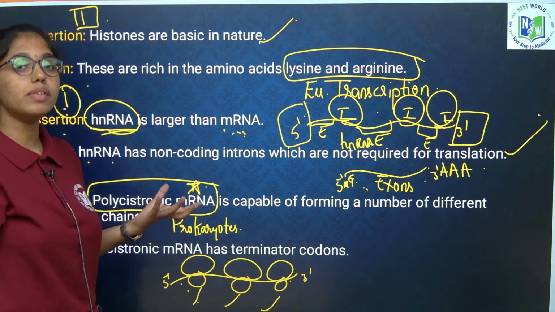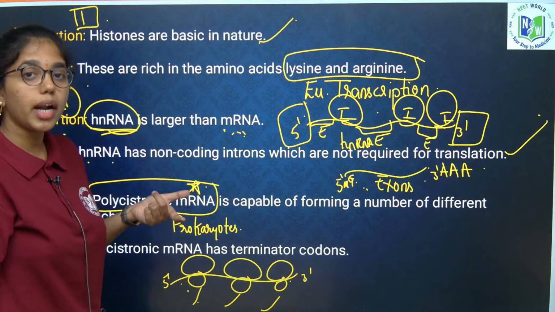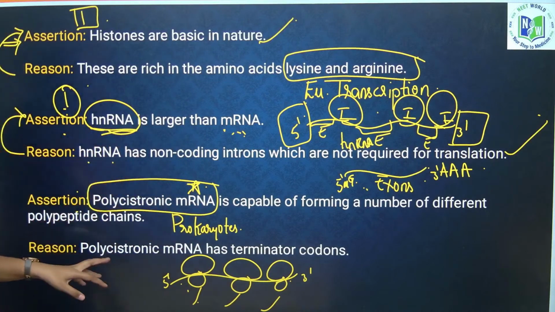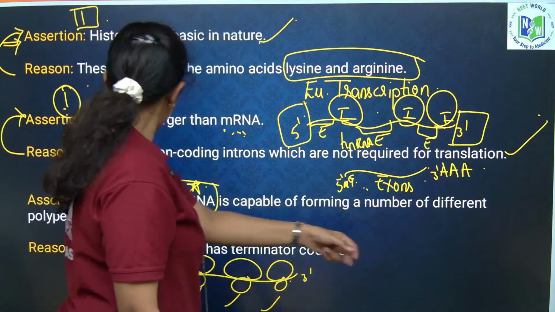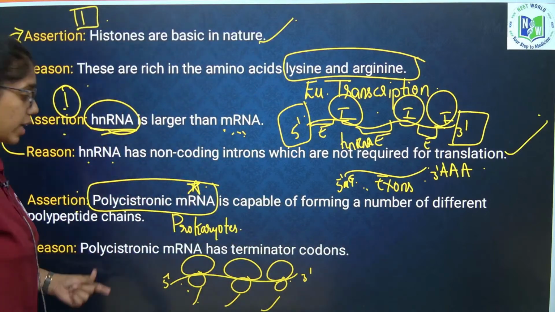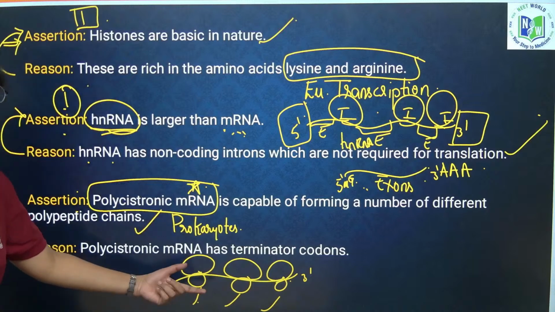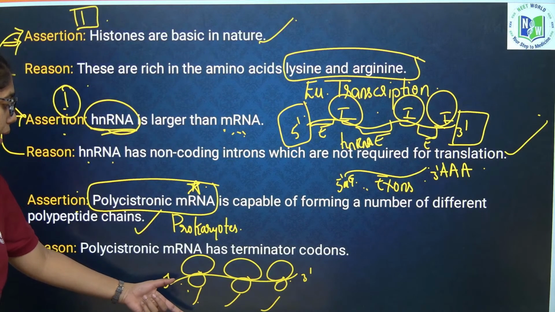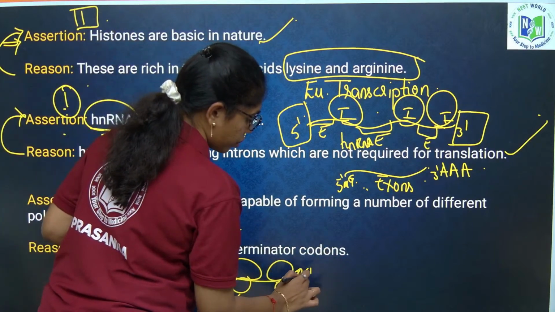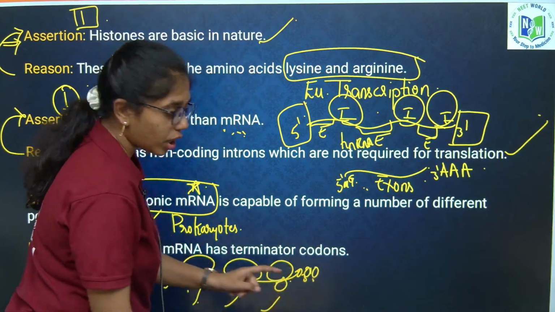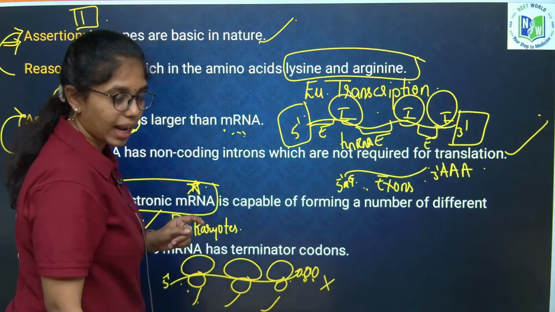In eukaryotes you will see monocistronic mRNA. Keep it in your mind clearly. Polycistronic mRNA is capable of forming a number of different polypeptide chains. True. Why is it forming a number of different polypeptide chains? Polycistronic mRNA has terminator codons also. Yes, it has terminator codons which will stop the process of translation.